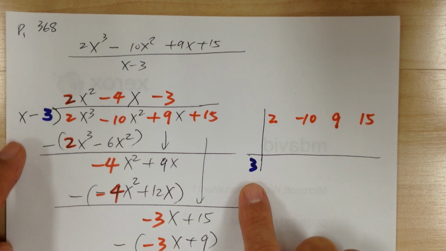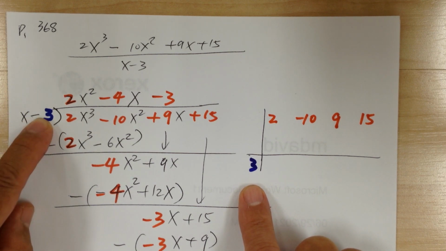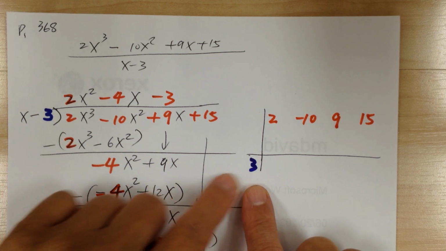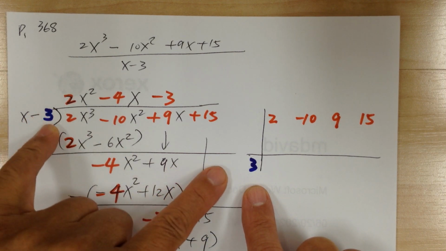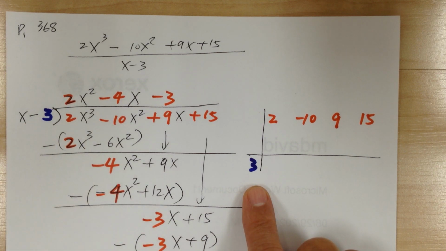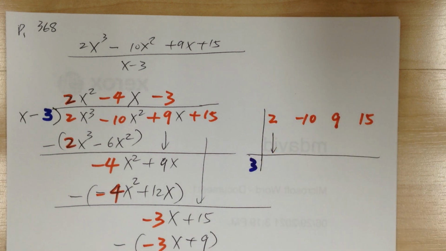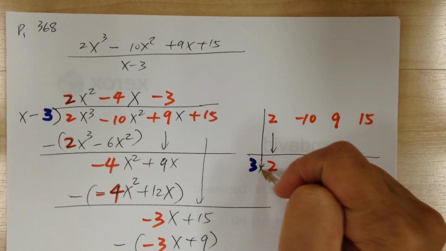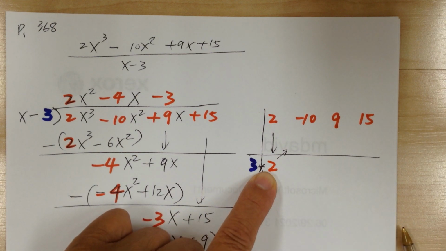The reason we take the opposite is this: if you set this equal to 0 and solve, the 3 will be the answer or the root. Also, by doing the opposite, instead of subtraction you will do addition, and addition is much easier to do than subtraction. So first you drop the number, so this will give you 2, and then you multiply and go up this way. 3 times 2 will give you 6.